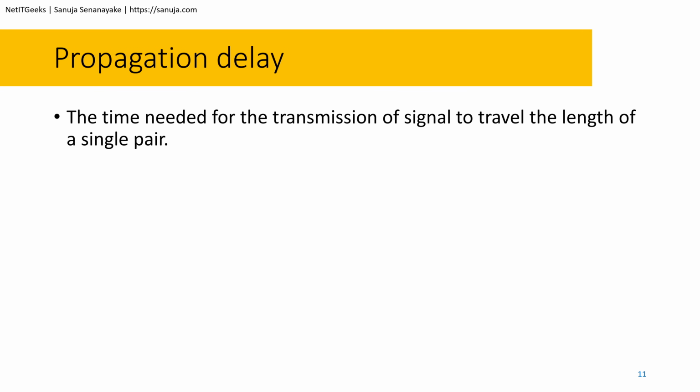The next one we're going to look at is the propagation delay. This is probably the easiest one to remember, which is basically, as it says, propagation delay in English. If you take two words, propagation and delay, and you look at the definition of those two words, it's basically the time needed for the transmission of a signal to travel the length of a single pair. So that's basically the definition of propagation delay.